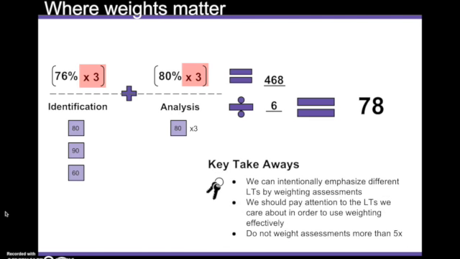Some key takeaways. We can intentionally emphasize different learning targets by weighting assessments. We should pay attention to the learning targets we care about in order to use weighting effectively. And we do not weight assessments more than 5 times. JumpRope has advised that we set this limit due to our past experience with weighting assessments more than 5 that have a profound and often unintended effect on a student's grade.